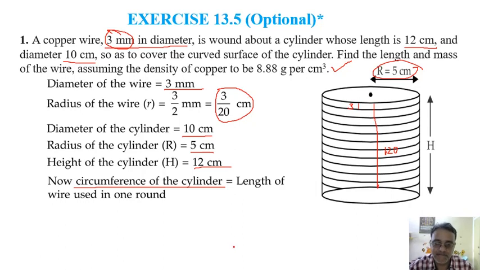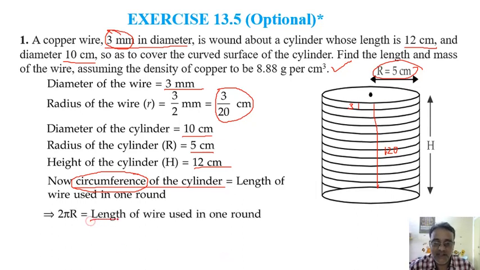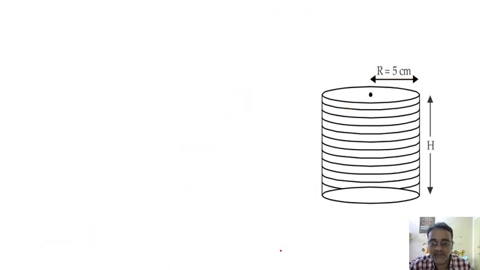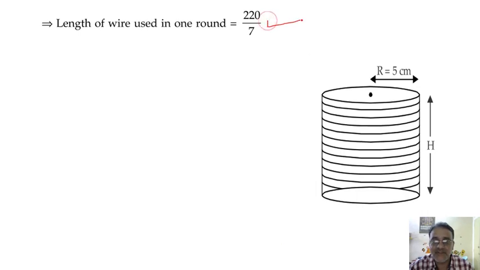What is the circumference of the cylinder? 2πr only, circumference, not the curved surface. 2πr is equal to length of wire in one round. So 2 × 22/7 × 5 is equal to length of wire. Because the value of pi is not given, we are taking it as 22/7. Multiplying these, we'll get 220/7. So this is the length of wire used in one round.